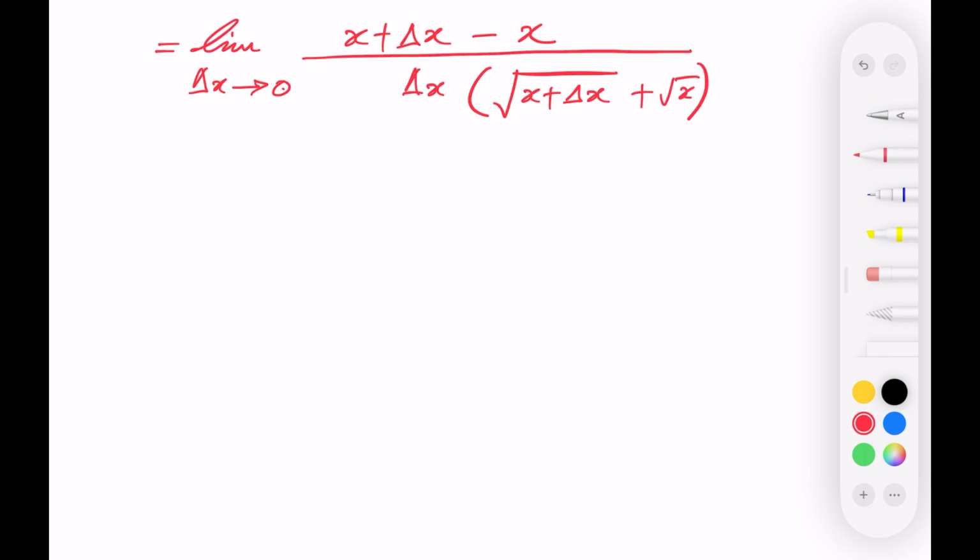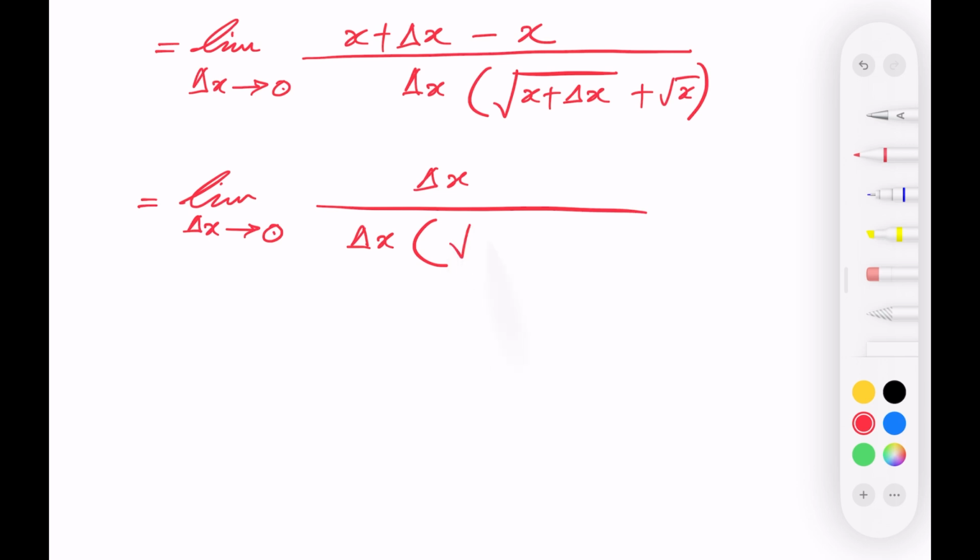Now we can do some further simplifications. As you can see from the numerator, we have an x here and we have a minus x here. Those two will become 0 on the numerator. Therefore, this is equal to limit as delta x approaches 0. On the numerator, we have just a delta x. In the bottom, I will have another delta x times square root x plus delta x plus square root x.